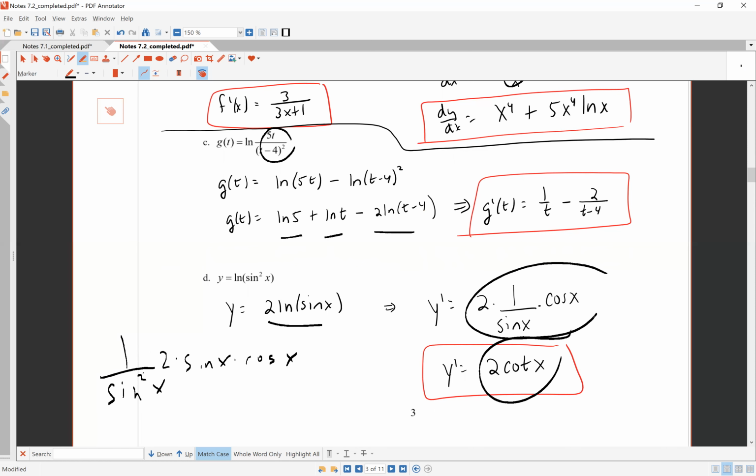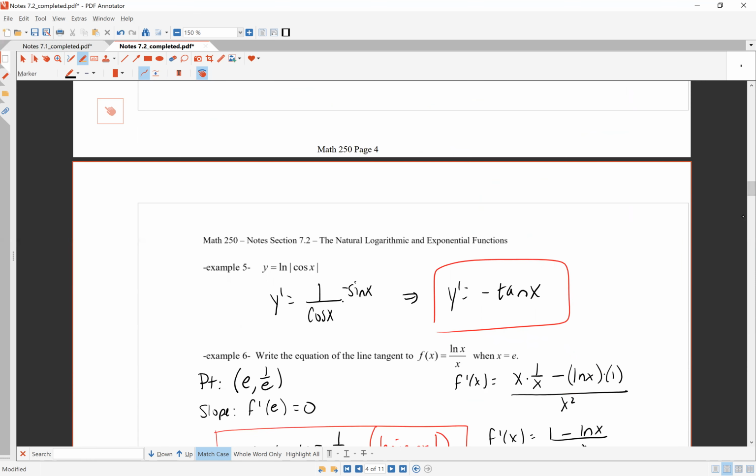But if you use the rules of the logarithm to simplify and then take the derivative, I just think it makes your life a lot easier. And maybe my life too. Okay, and here's another one. When you take the derivative of log of the absolute value of cosine of x, just pretend the absolute value isn't there. So it's 1 over cosine of x, and then the derivative of cosine is minus sine. So you get minus tangent of x.